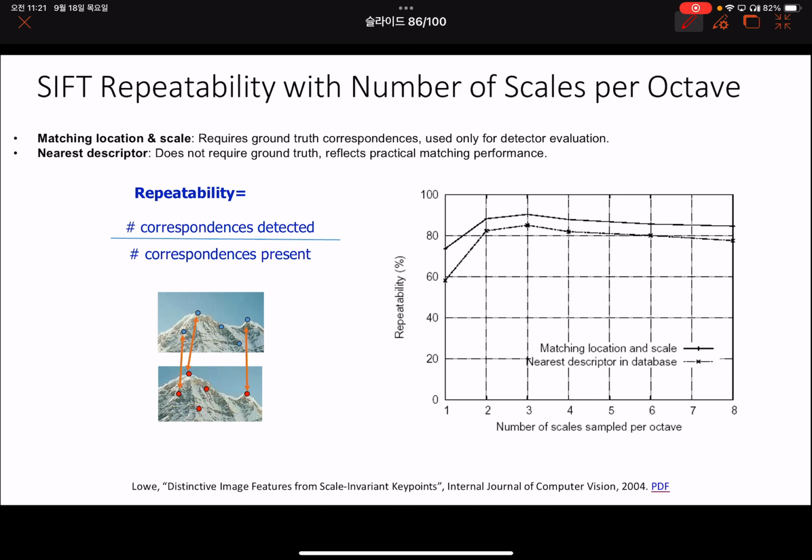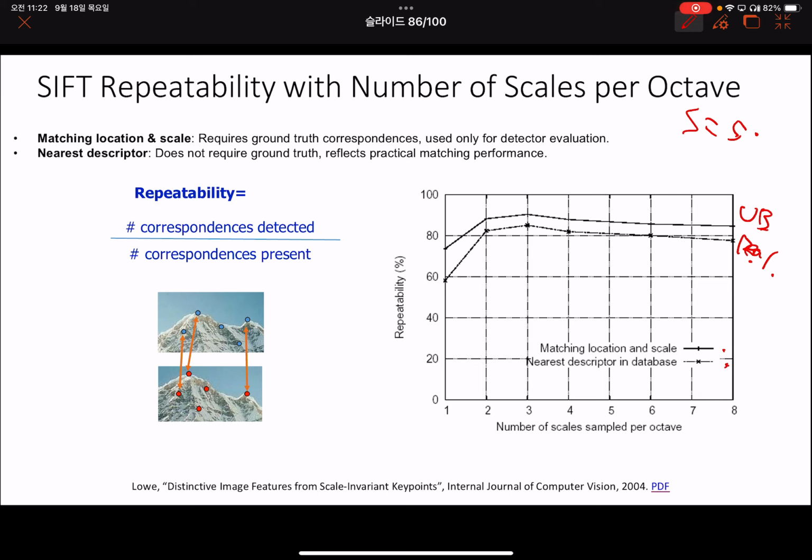And here, the number of scales per octave. For each octave, we had a number of scales, right? In the previous slide, we had scales equal to 5. These are the same as before: this is the upper bound, this is real. Matching location and scale, assuming all other remaining stuff is ground truth. And the nearest descriptor in the database is the real one.